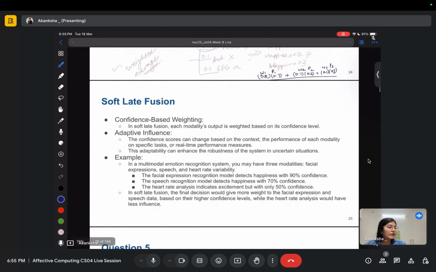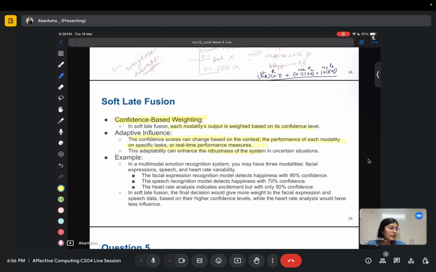Now there can be techniques like confidence. This is a confidence based weightage. Each modality's output is weighted based on the confidence level. Also, this has adaptive influence. The confidence can be changed. It's not that you have fixed 0.8 for facial expressions. It will see the performance of each modality on specific, real performance tasks, so it is more adaptable and it adds to the robustness of the system.